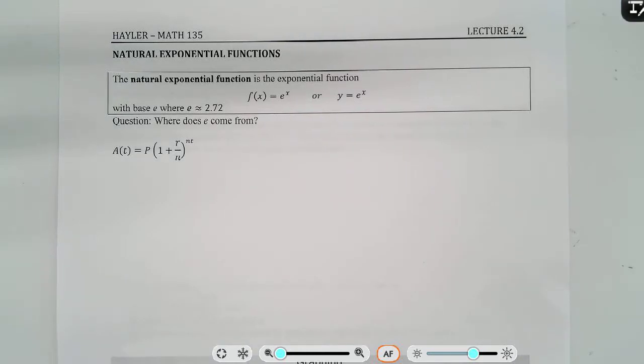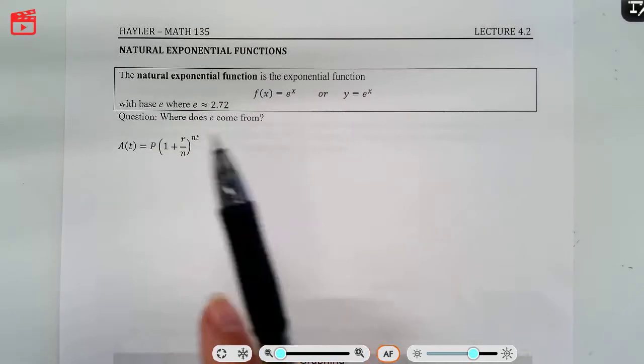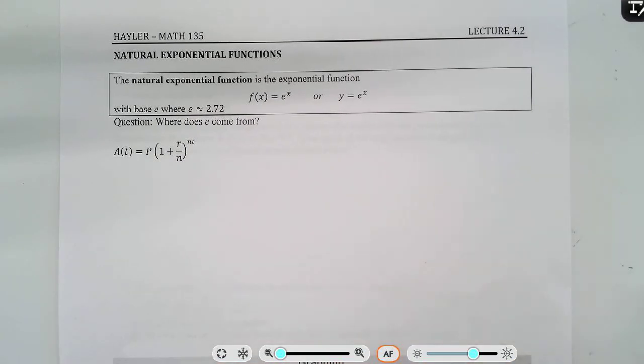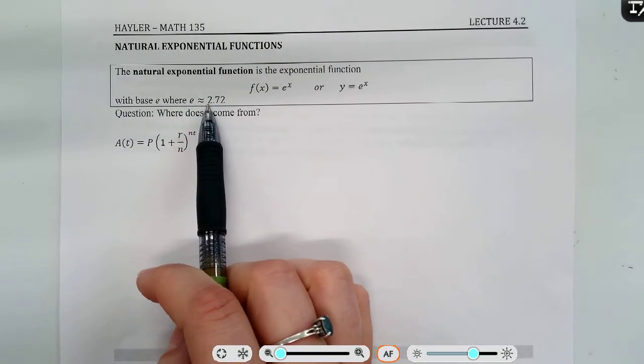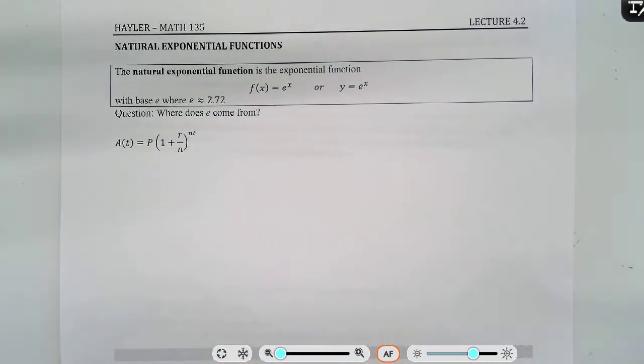Right, so 4.2. Okay, so we're looking at natural exponential functions. The natural exponential function is specifically where the base is e. First, why are we calling this the natural function? And where does this number e, which is approximately 2.72, come from?